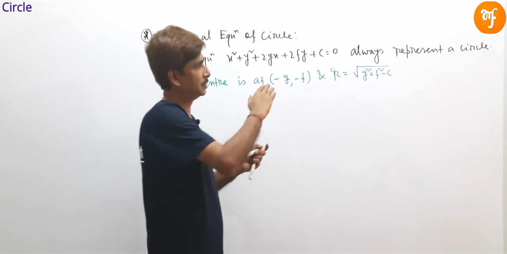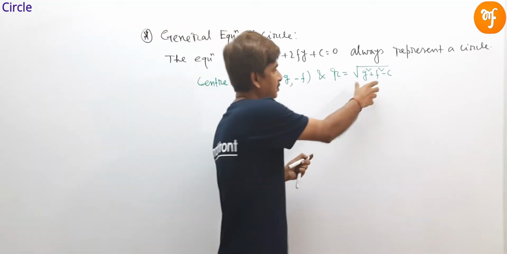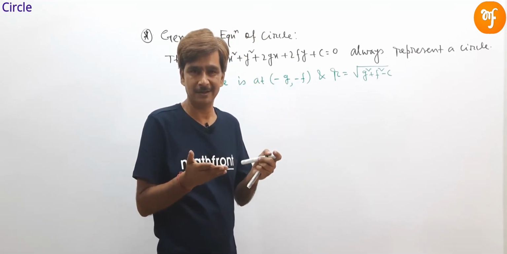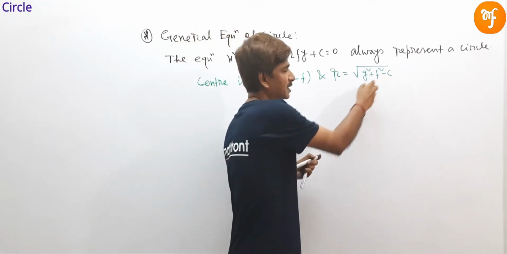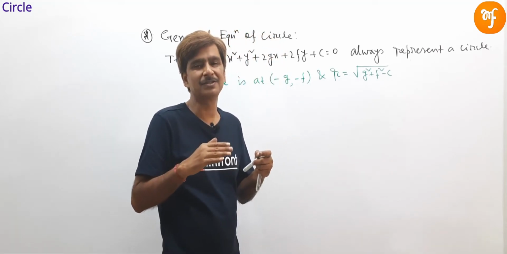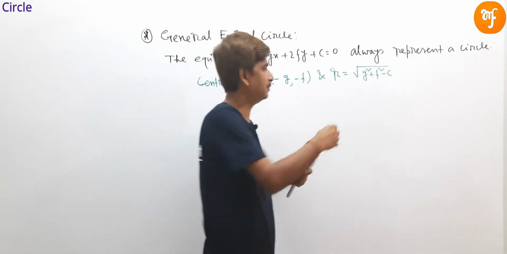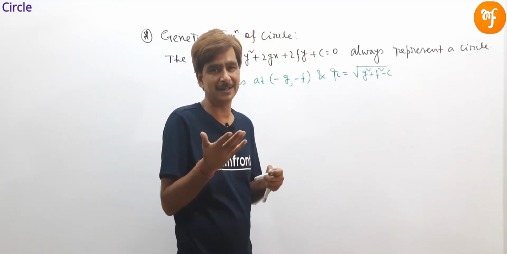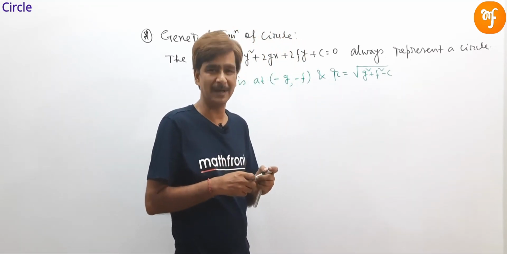If g square plus f square minus c is equal to 0, then the circle will be considered as a point circle. If g square plus f square minus c is greater than 0, then the circle is considered as a real circle. And if g square plus f square minus c is less than 0, then the radius will be imaginary. Then the circle is known as an imaginary circle.